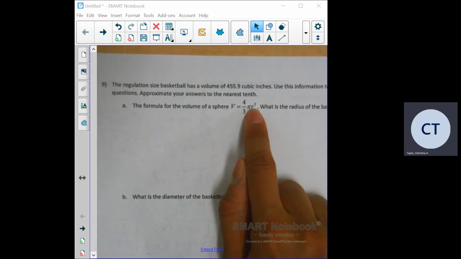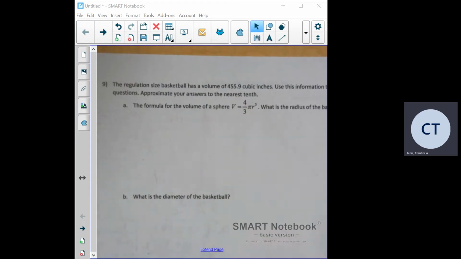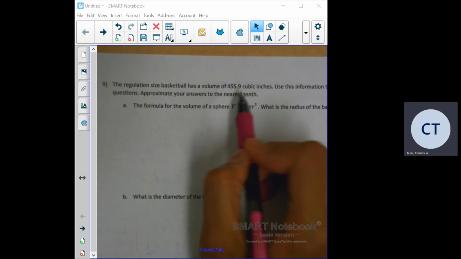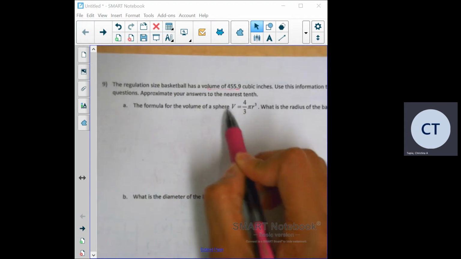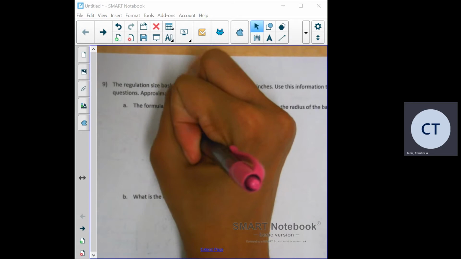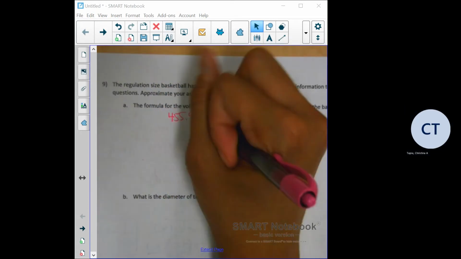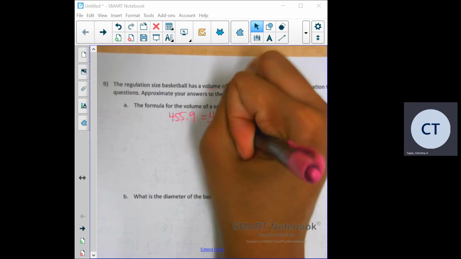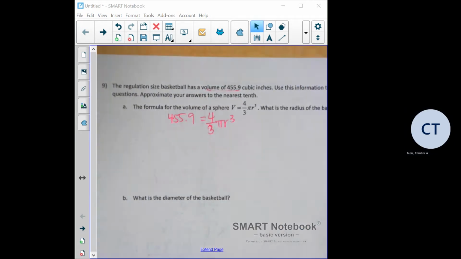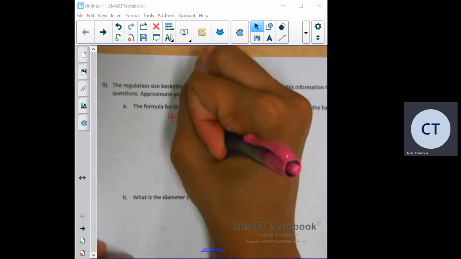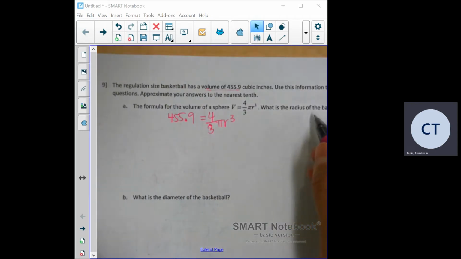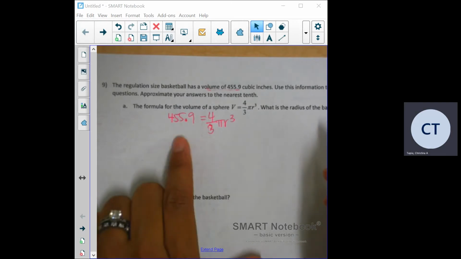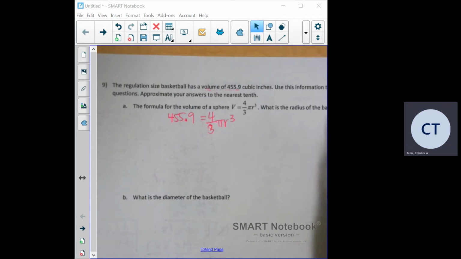Okay, well, if I'm supposed to find the radius, what am I supposed to do? Help me out. What am I supposed to do if I need to find the radius? Okay, so set the volume, which is listed here, equal to this equation. So we're going to say 455.9 equals 4 over 3 pi r cubed. Well, it does ask me to find the radius. So to find the radius, let's solve. This is another literal equation. How am I going to get r by itself? What can I do first?